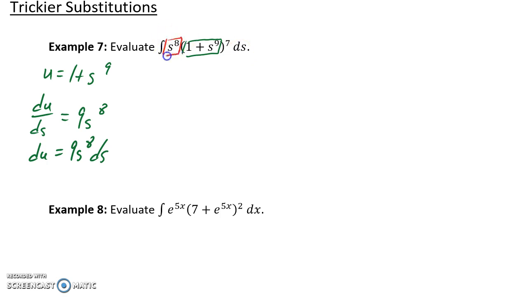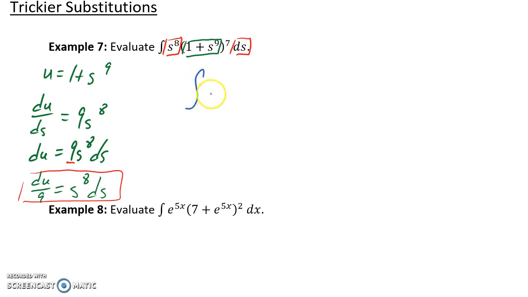What we have is s to the 8th and ds, but what we have here is that du equals 9s to the 8th ds. So this 9 is a little bit of a problem because it doesn't match exactly. So what we'll do is divide that 9 over to the other side to get du over 9 is equal to s to the 8th ds. So now we have an exact match for what's remaining in our problem, and we can complete our integral statement.